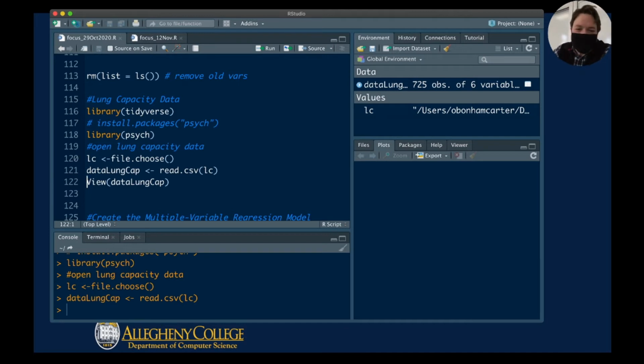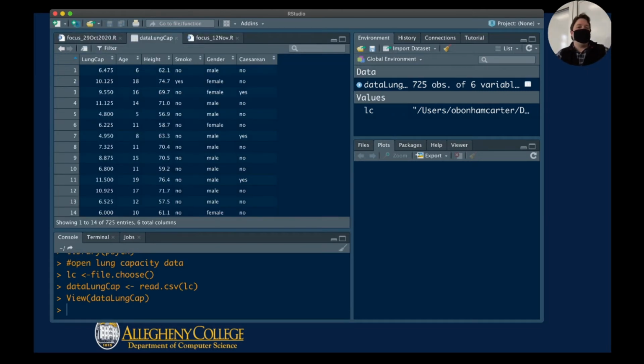So anyway, now that I have my data open, I've read it as CSV, I can go ahead and actually view my file. This is the data that you should have on your screen if you follow that same code. So we have lung capacity. This is some measurement of the volume, of how much air can be held inside lungs.